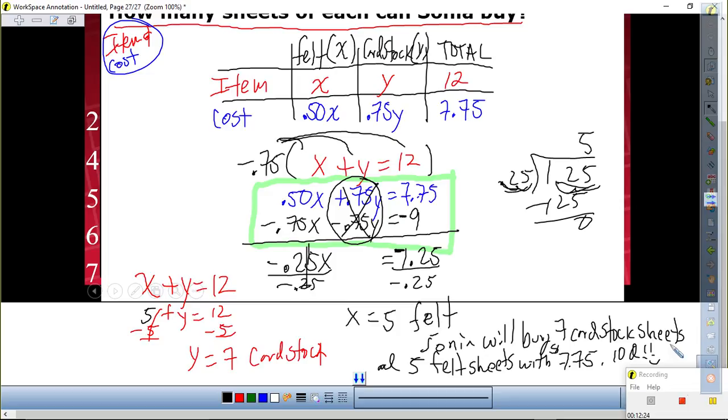Notice that the process in regards to solving the system we already know. But what's different now? The setup for the table and finishing up and answering the question in the sentence. Does that make sense? Okay?